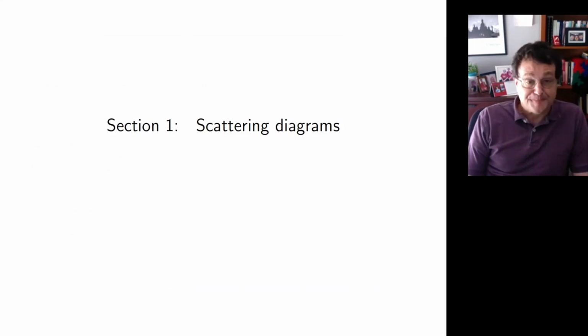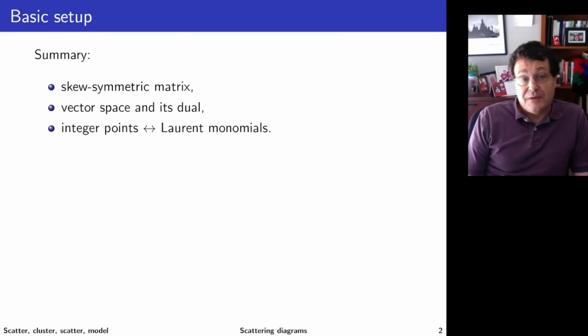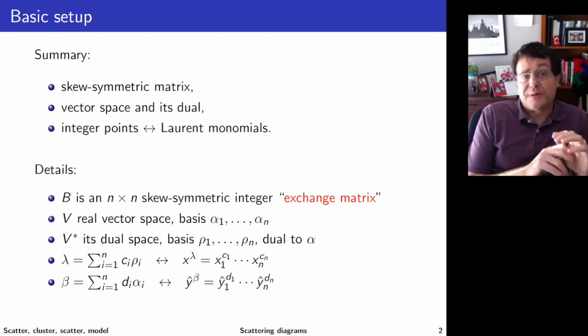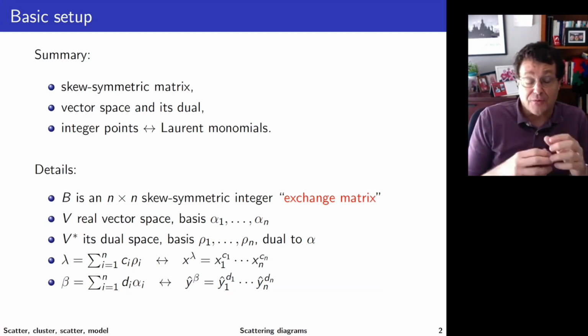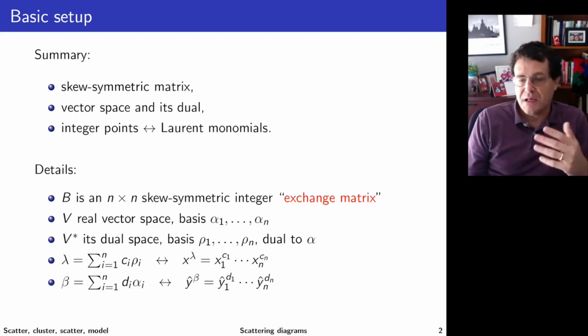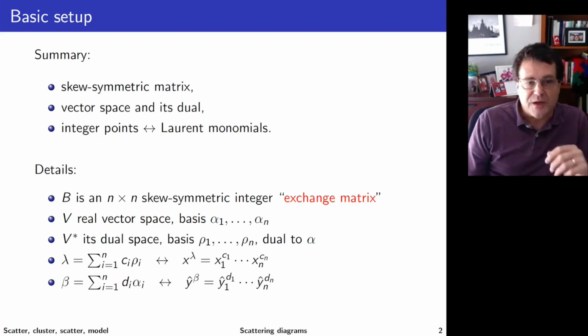So, scattering diagrams first. The basic setup is that you have a skew-symmetric matrix, a vector space and its dual, and you have integer points in both spaces, and those will correspond to Laurent monomials. In more detail, our skew-symmetric matrix will be called B. It'll have integer entries. Some people in the cluster algebras world are thinking about exchange matrices with non-integer entries, but we'll be doing integer entries, and this skew-symmetric matrix we'll call the exchange matrix.